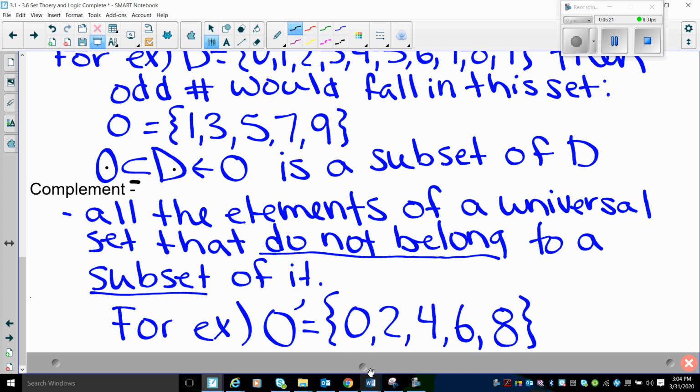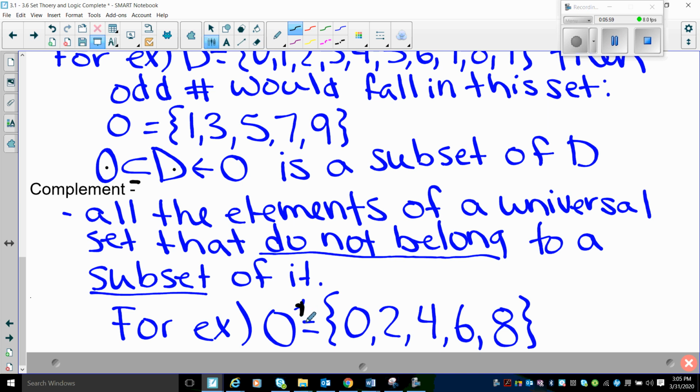So an example of that would be if I go back to my set D where I have 0 to 9, and then I have O, which was all your odd numbers. To do complement, they use an apostrophe up top here. So if I say O apostrophe, that's O complement. So that would be anything that's in the universal set but doesn't belong to O. So anything that is in the universal set but not in O.